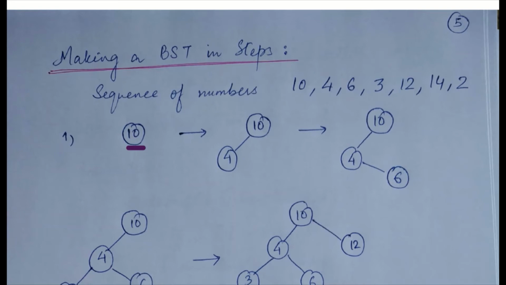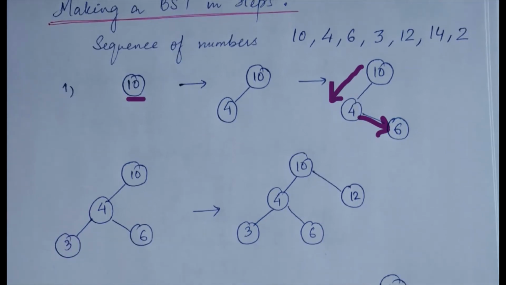Then here, when 6 comes, 6 is less than 10. So 6 cannot be the left child of 10 because it's already occupied. So we just follow this path. 6 is less than 10, so let's come here. You reach the root of the left subtree. Now this left subtree has 4. You compare your 6 with 4. 6 is greater than 4, so it goes into the right side of 4 if it is empty.